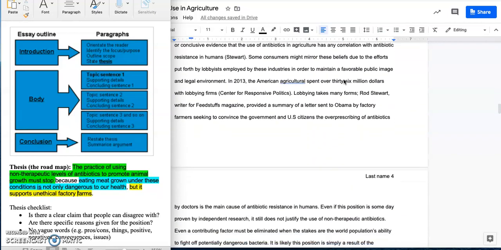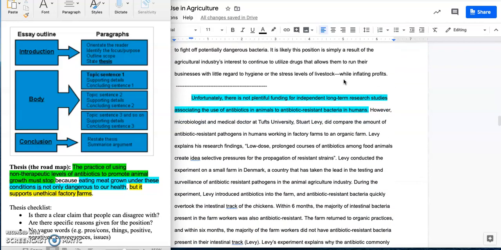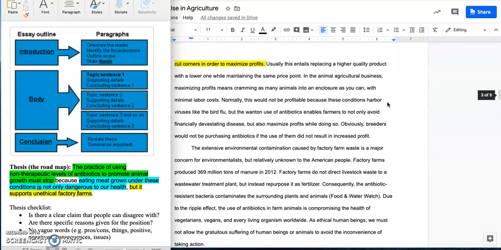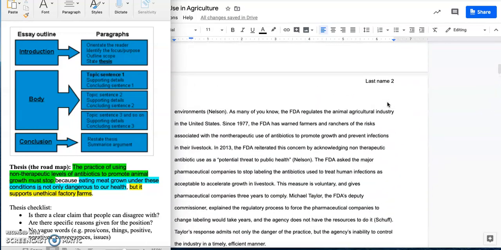And then we get down a little bit further. We have that last main point. Unfortunately, there's not plentiful funding for independent long-term research studies associating use of antibiotics in animals to antibiotic-resistant bacteria in humans, which gets back to that dangerous for our health. So that's the key. The key is that you have a clear idea of where you're going.